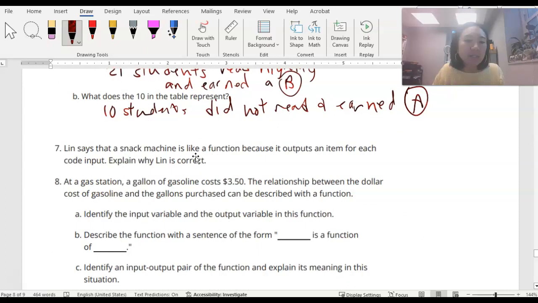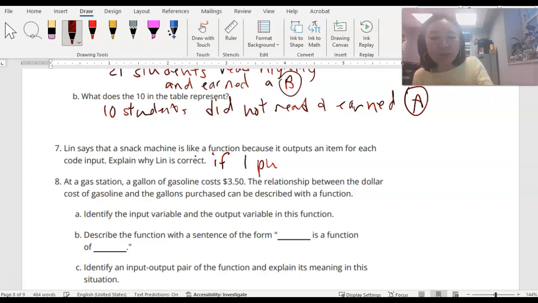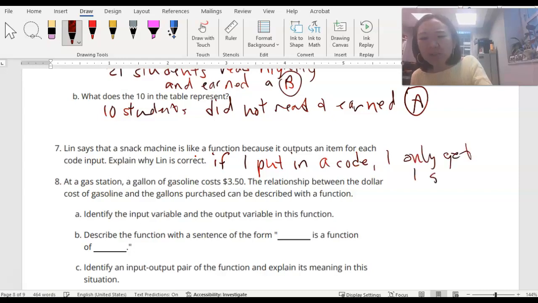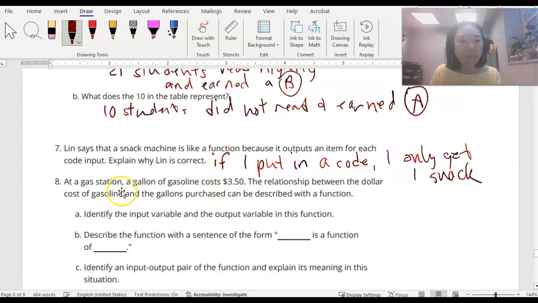All right, number 7, Liz says, a snack machine is like a function because it outputs an item for each code input. Explain why Liz is correct. So if I put in a code, I only get one snack. So I can't put in a code and have 2 snacks come out, right? Only one comes out, so there's one output for every input.